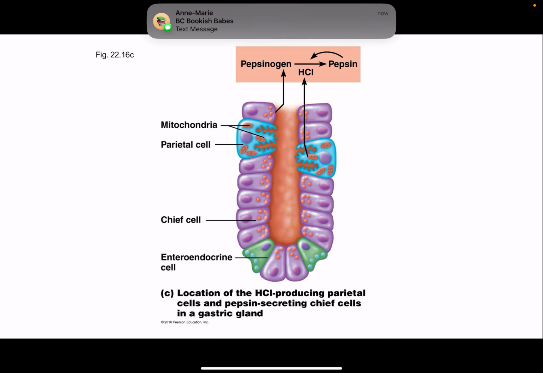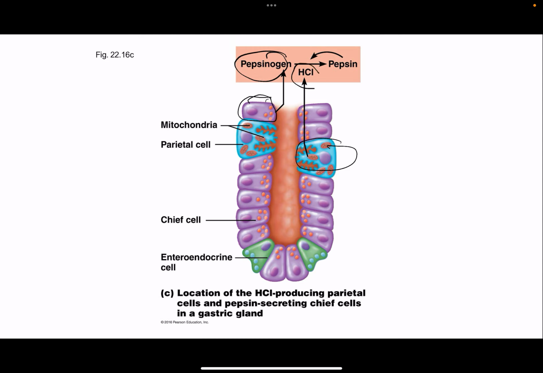But that's all happening within the parietal cell, which do have mitochondria. And the pepsinogen is being produced by chief cells. That pepsinogen interacts with the hydrochloric acid from the parietal cell, and that converts it to its active form, which is pepsin.